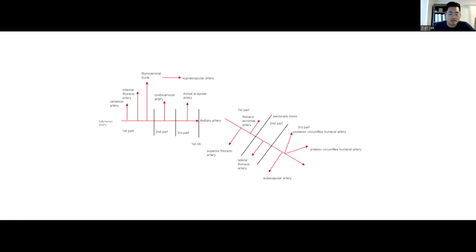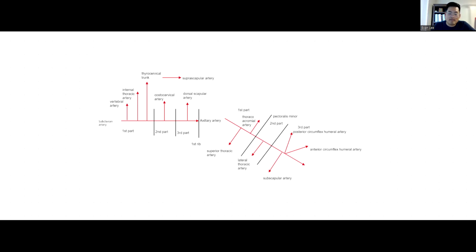But then you also have two more arteries over here, costocervical artery, which is going to be going along the ribs and the neck, and then dorsal scapular artery. This is going to go along the back of the scapula, or rather the medial side of the scapula. And then we switch to axillary artery, which is where we have the first, second, and third part, which is relative to the pectoralis minor. So if it's above pectoralis minor is the first part, if it's deep to pectoralis minor is the second, and if it's inferior to pectoralis minor is the third part.